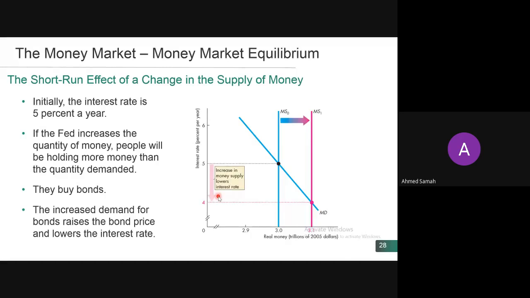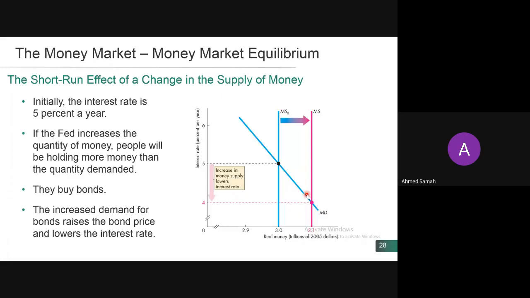So what happens is there's a shift in the money supply. When the money supply shifts, there is a downward revision in the interest rate. Because there is a shift in the money supply, the interest rate changes, and it will create a movement along the money demand curve. So there will be a movement along the money demand curve from this point to this point. There will be a lower interest rate.